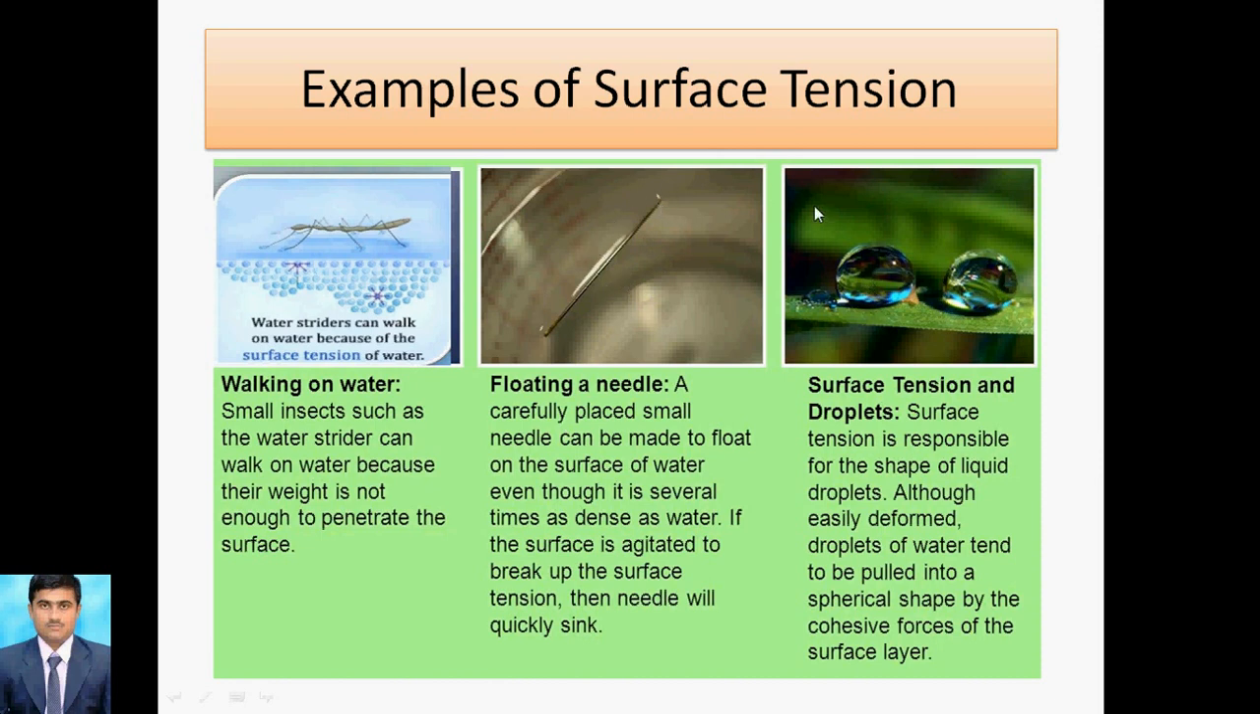Here we also observe surface tension on liquid droplets. The droplet forms its shape because of surface tension and the cohesive forces of the layer, so it can easily deform. So here we can observe surface tension: first, a strider walking on the free surface, or water surface; second, a floating needle; third, surface tension in a droplet. Here we can observe the effect of surface tension.